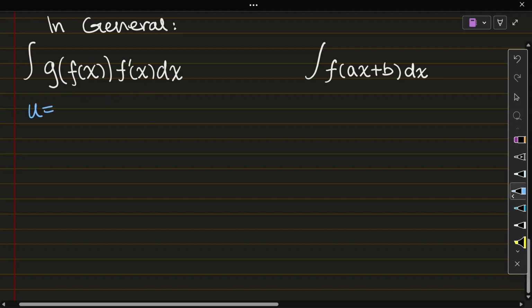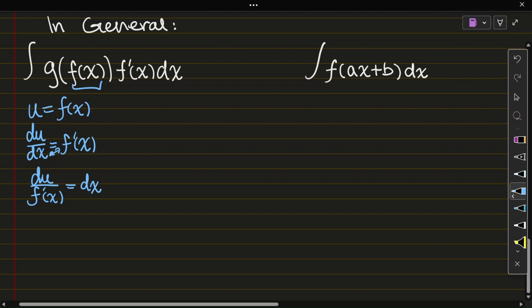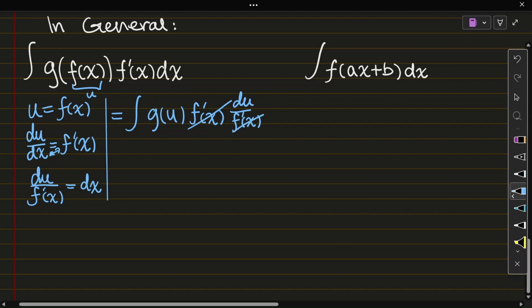So if I let u equal that inside function, f of x, then du by dx equals f prime of x. And that means I can swap these. Du over f prime of x is equal to dx. Now I can make my substitution here. This becomes the integral of g. Remember, f of x becomes u, so it's g of u. And then I have f prime of x, and my dx becomes du over f prime of x. These two copies of f prime will cancel, and I'm just left with the integral of g of u du, and hopefully I can solve this to get a final answer.